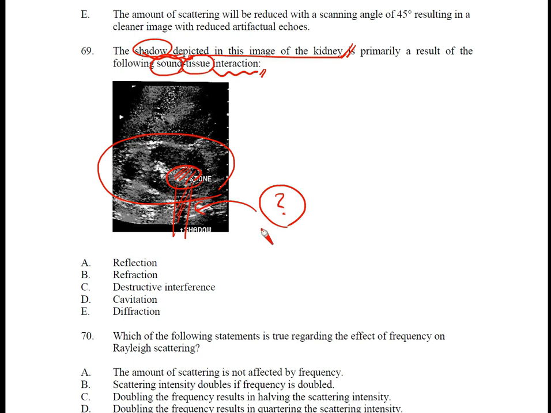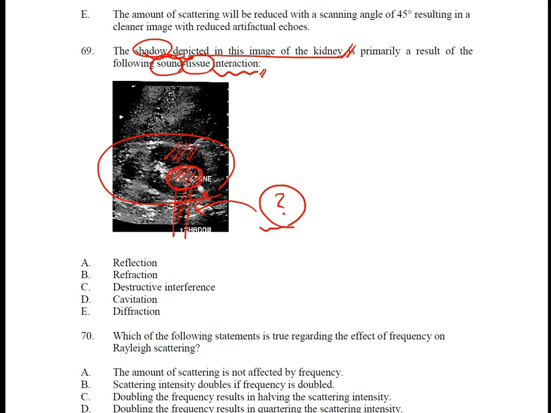Next, let's move on and look at question 69. If you look at the question, an ultrasound image is provided. Shadowing is observed in the kidney area. This question is asking about what kind of interaction between sound and tissue results in such findings. To summarize, there is a stone in the renal area, and shadowing is seen behind the stone. This question is essentially asking what physical mechanism causes this shadowing to occur.